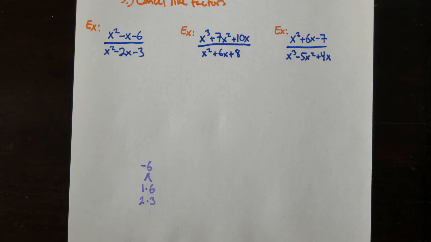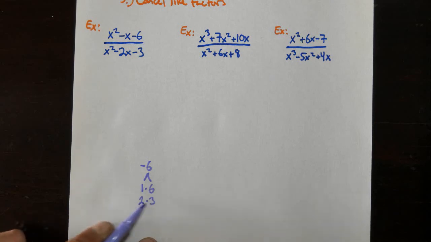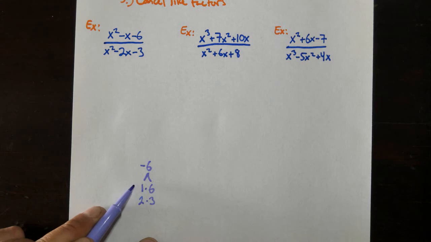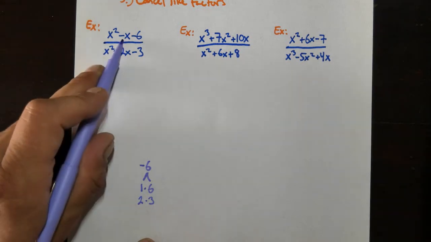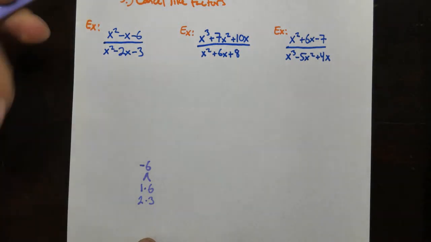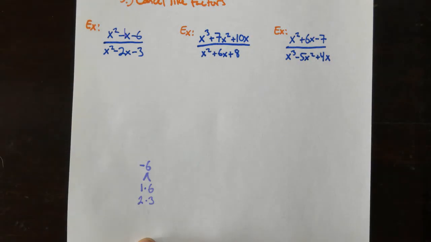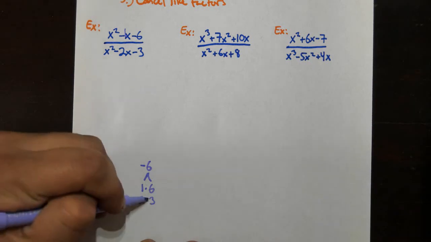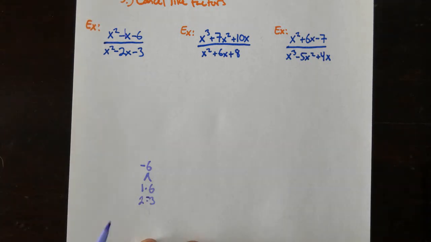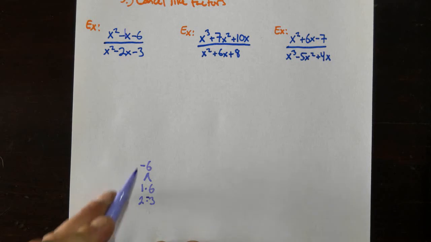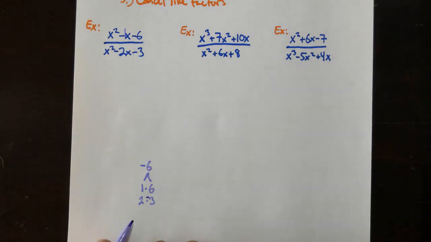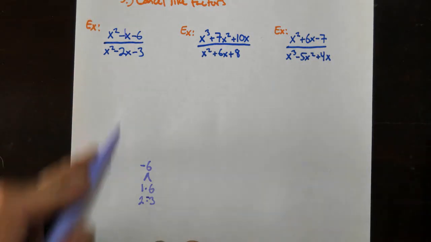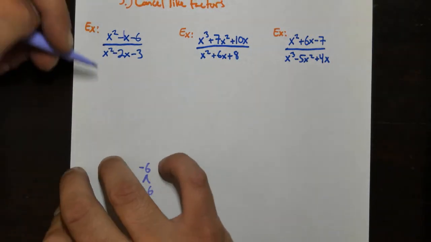So, is there any combination of these two factors where I can make one of them negative and one of them positive, where they add up to -1? Because the coefficient here is 1. It's not written, but when it's not written, it's 1. And that would be 2 and 3. And specifically, if 3 was negative. So -3 times 2 will give me that -6. -3 plus 2 is going to give me -1. So those are my values on top.